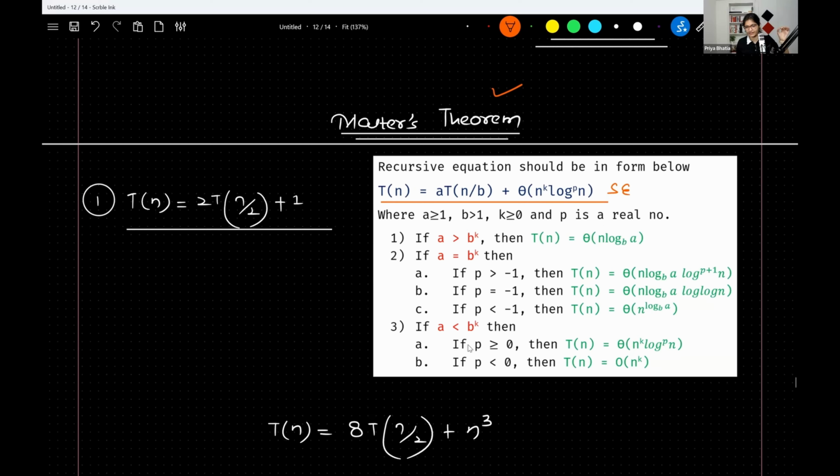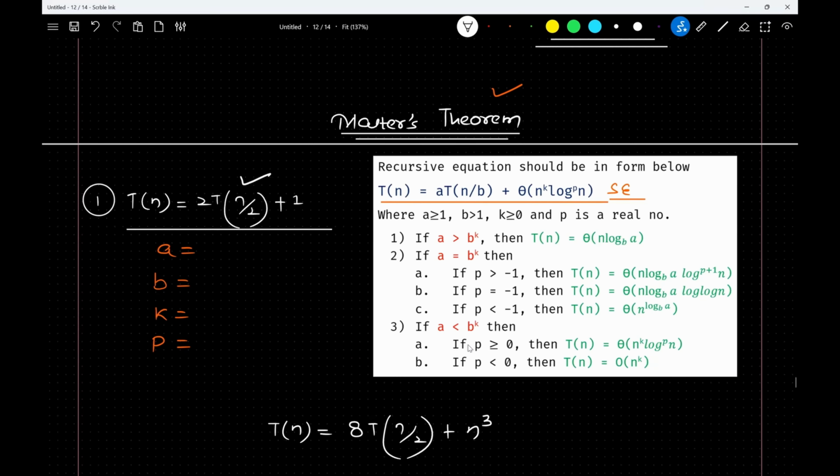What is the value of a, b, k, and p? Referring to the chart, can you tell me? It's simple maths. Equate the recurrence relation we are solving with the standard equation they have given us, and by comparing these two equations, let me know the values. These four variables are important to know. Then you will be able to get the complexity very easily.